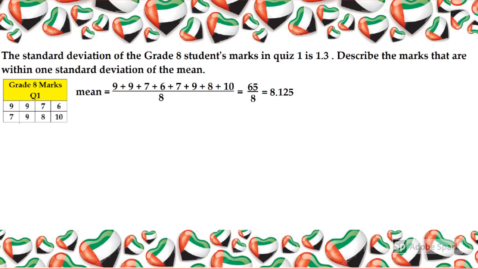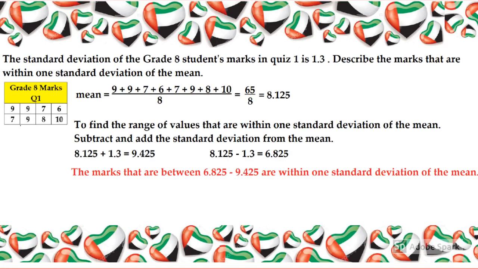To find out the mean, we are going to add all the marks divided by the total number of students who took it. So we come up with 65 over 8. Therefore, the mean is equal to 8.125. To find out the range of values that is within one standard deviation of the mean, we're going to subtract and add the standard deviation from the mean. So, the mean plus the standard deviation and the mean minus the standard deviation.